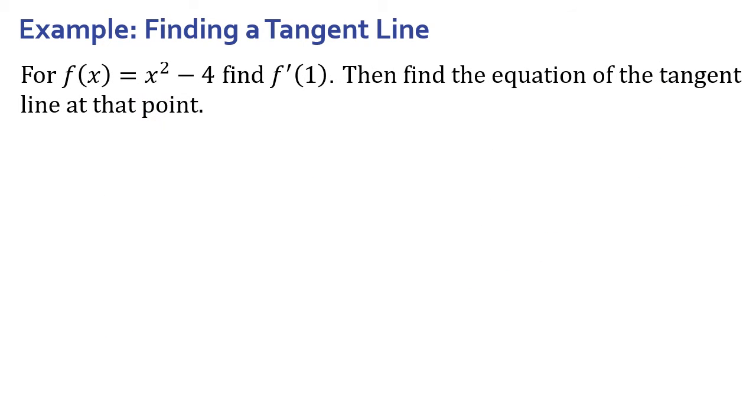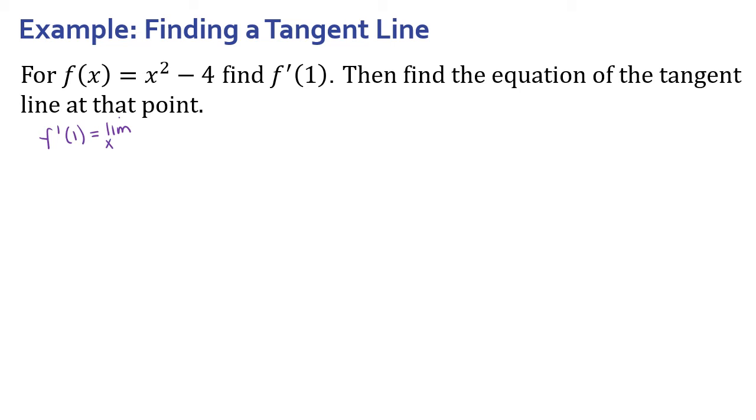Okay, so let's look at another example of this. For f of x equals x squared minus 4, find the derivative of f at 1. Then find the equation of the tangent line at that point. Okay, so to find the derivative of the function at 1, let's actually use both equations for finding the derivative, just so you can see that both will result in the same answer.